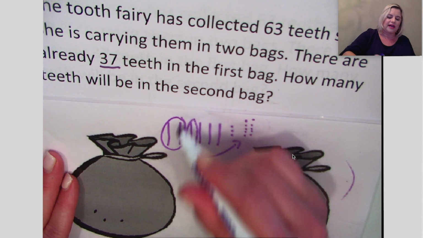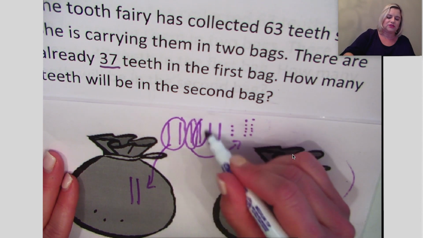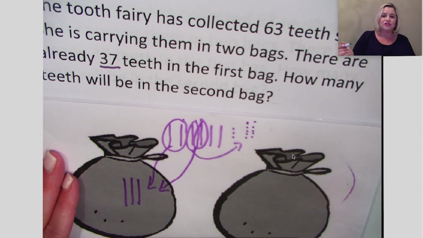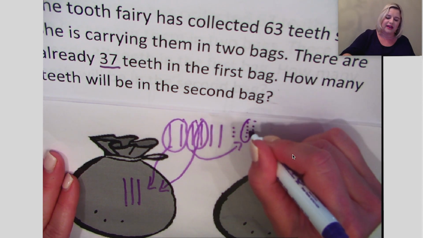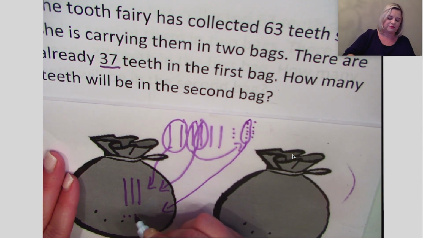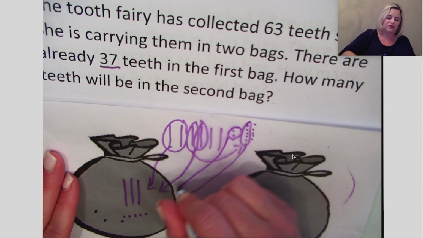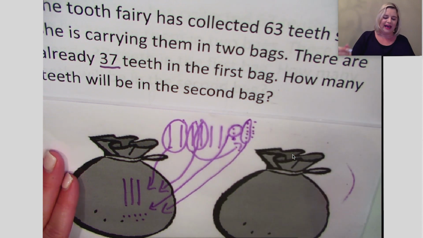I can take these two rods and move them down. I can take this rod and move it down. So that gives me 30. Do I have enough ones? Absolutely. I can take these 5 and move them down. And I can take these 2 and move them down. So now I have, yes, 37.